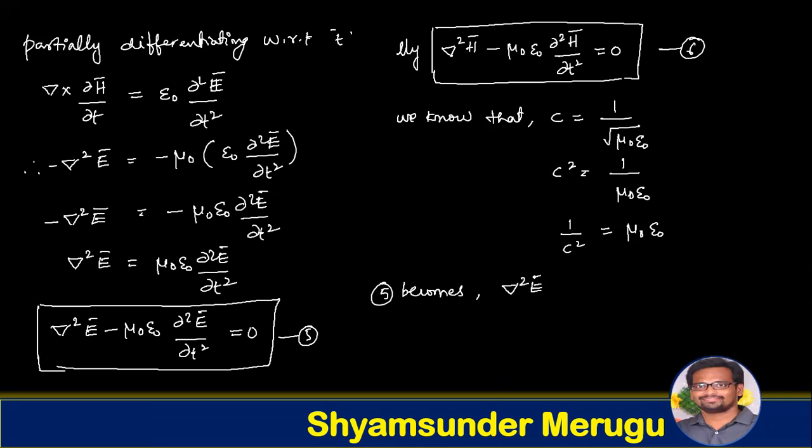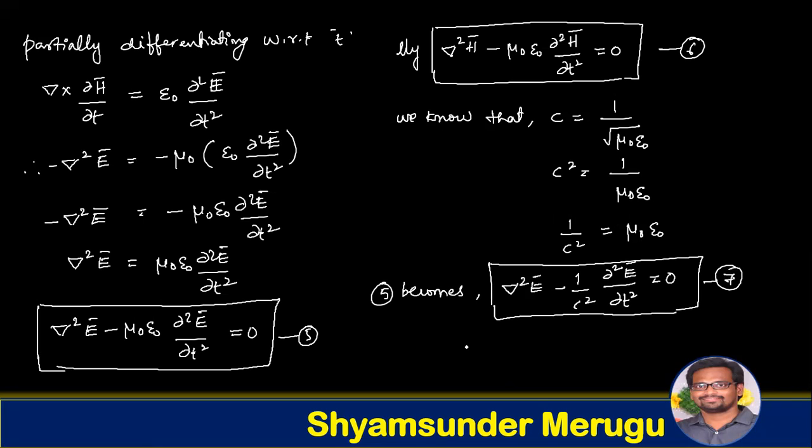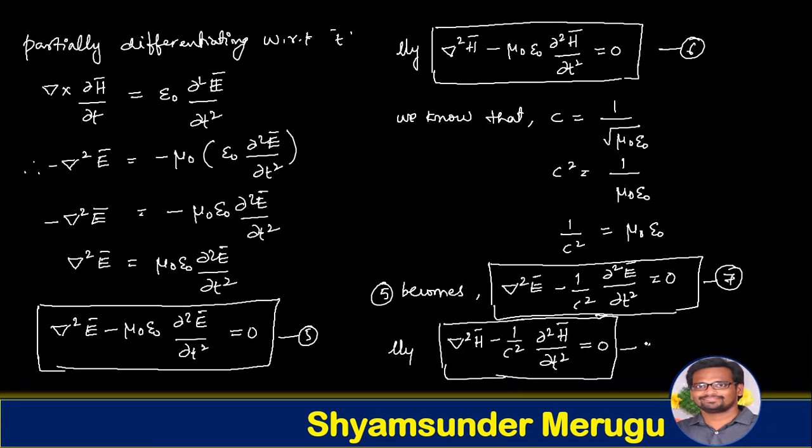del square E bar minus 1 over c square dou square E bar over dou T square, which is equal to 0. Let us consider this as equation 7. Similarly, for the magnetic field, we can write del square H bar minus 1 over c square dou square H bar over dou T square equal to 0, and let us consider this as equation 8.